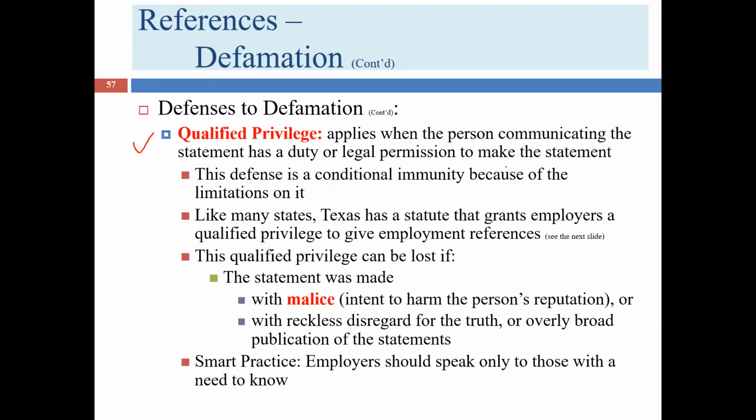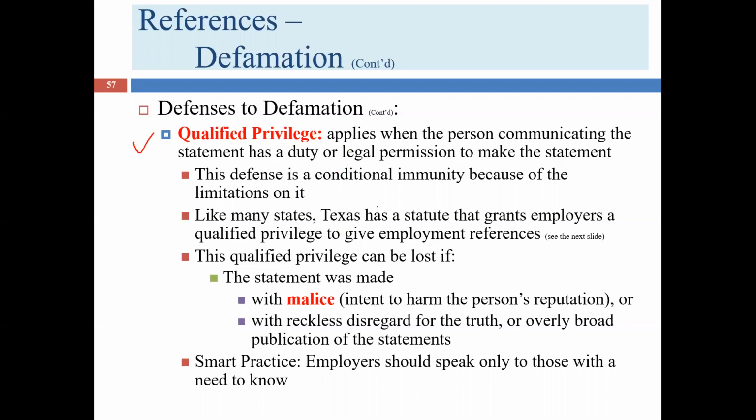Well, the qualified privilege wouldn't apply under those circumstances. I could sue them for defamation. So it's not a blank check. It doesn't permit the former employer to say anything. Texas does have a qualified privilege for former employers who are acting as reference checks.